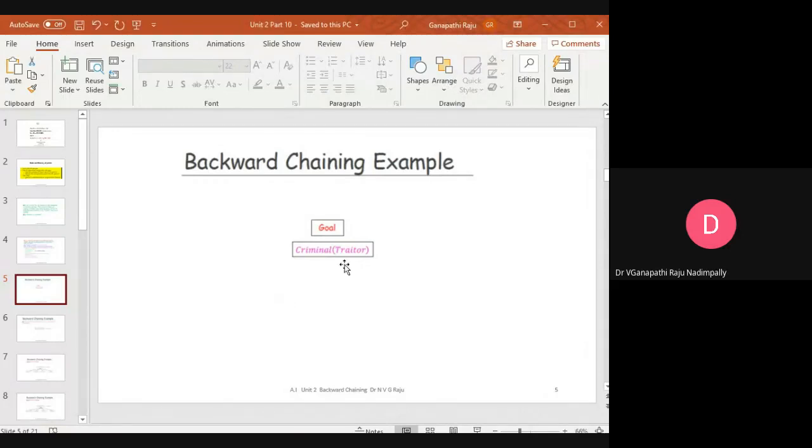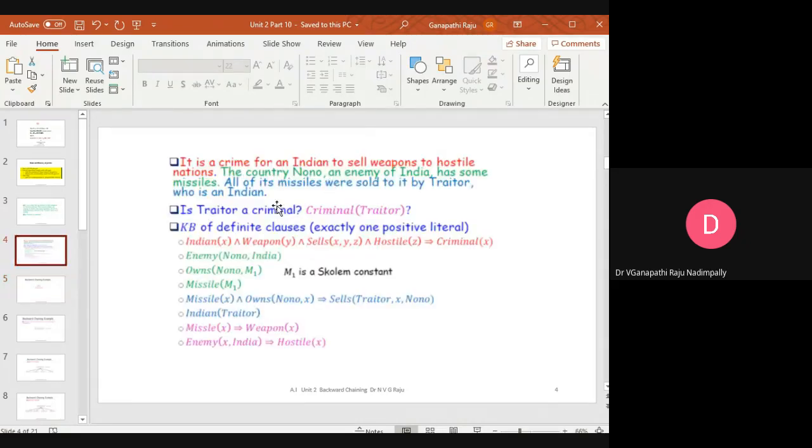Now, you should understand what backward chaining is. Backward chaining means you should start with the goal. If you observe this statement, where we have to start is Criminal of traitor. This is my goal. Criminal is my goal, and I should prove that.